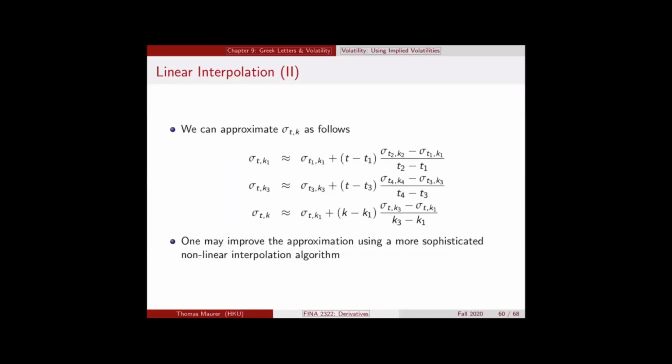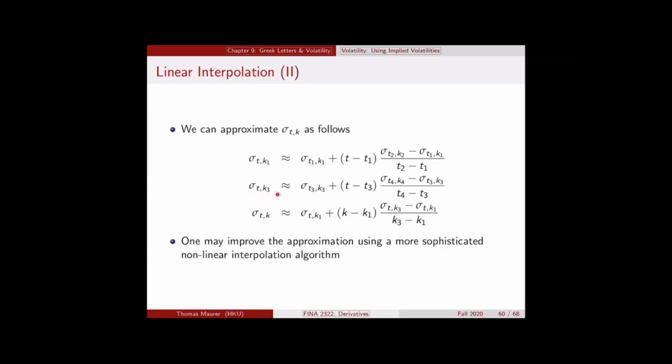And of course now to figure out sigma T, all I need to do is start with the value sigma T1 and add this thing to it. Again, this thing is just given by the slope times how much I move from T1 to T. So that gives me this formula. I start with sigma T1, I add to that this difference over here, which again is given by the slope times how far I move from T1 to T.